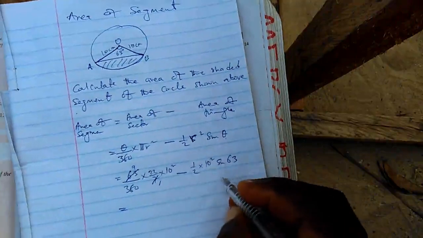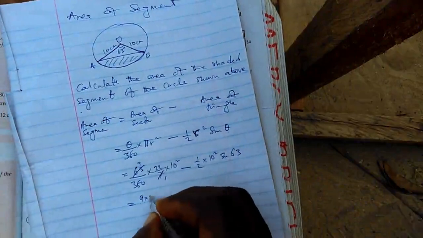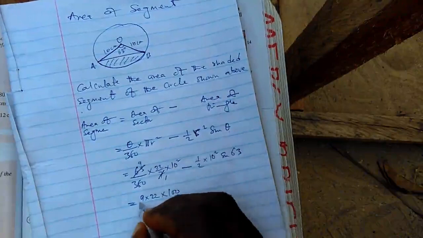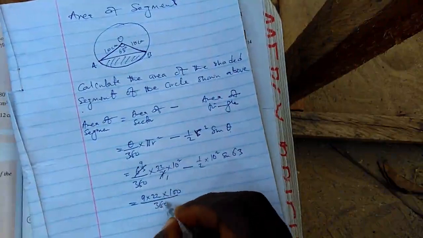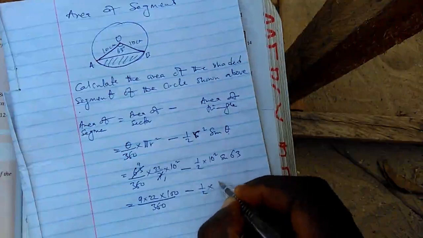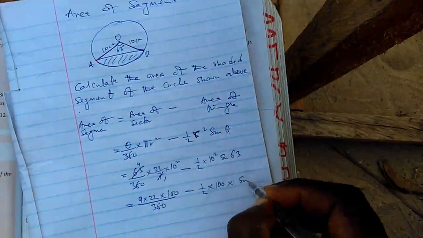Okay. What can we cut here? Let's spread out. We have 9 times 22 times 10 squared is 100 over 360 minus 1 over 2 times 100 times sine 63.